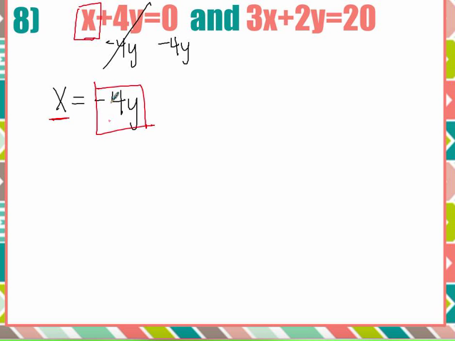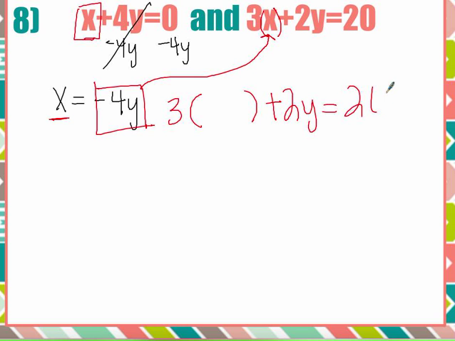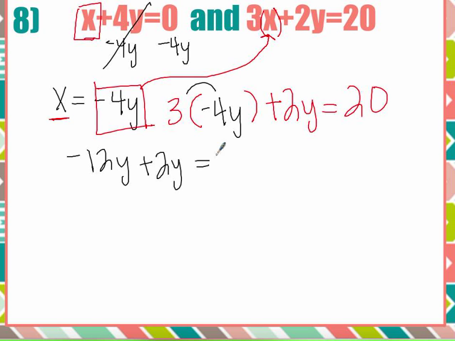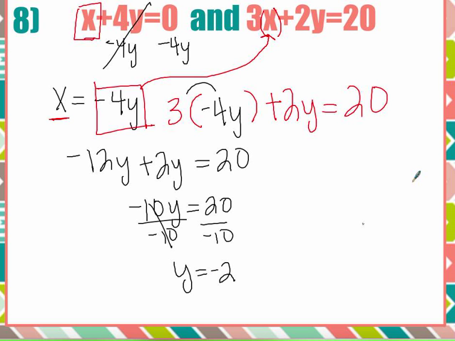I can take what x is actually equal to and plug it in for the opposite equation. We've got 3 times x plus 2y equals 20. Take that expression we just found, that -4y. 3 times -4y is going to give us -12y plus 2y equals 20. -12 plus 2 is going to leave us with -10y equals 20. Divide both sides by -10, and y equals -2.